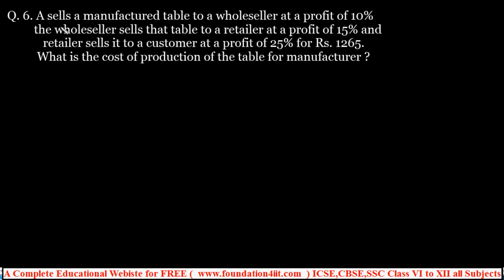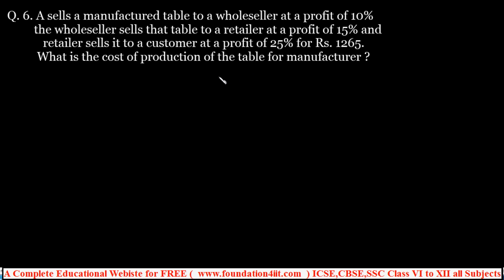For example, this question you can read. A sells a manufactured table to a wholesaler at a profit of 10%. Again, the wholesaler sells the table to the retailer at a profit of 15%. The manufacturing company sells to the wholesaler with a 10% profit, the wholesaler sells to the retailer with a 15% profit, and the retailer sells it to the customer at a profit of 25% for 1265. What is the cost of production of the table for the manufacturer?